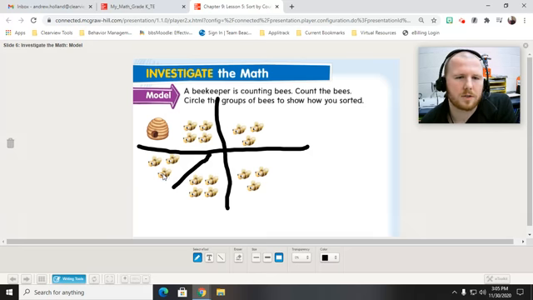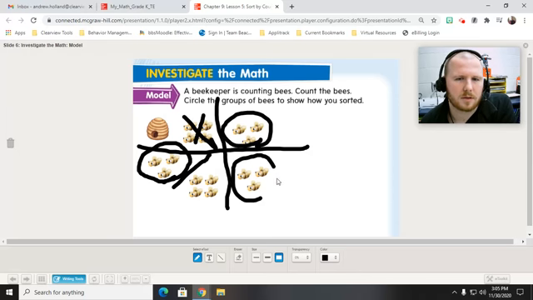So this group, 1, 2, 3, it's got 3, so I'm going to circle it. This one has 1, 2, 3, 4, so I'm going to cross it off. This one has 1, 2, 3, so I'm going to circle it. This one has 1, 2, 3, so I'm going to circle it. This one has 1, 2, 3, 4, so I'm going to cross it off.